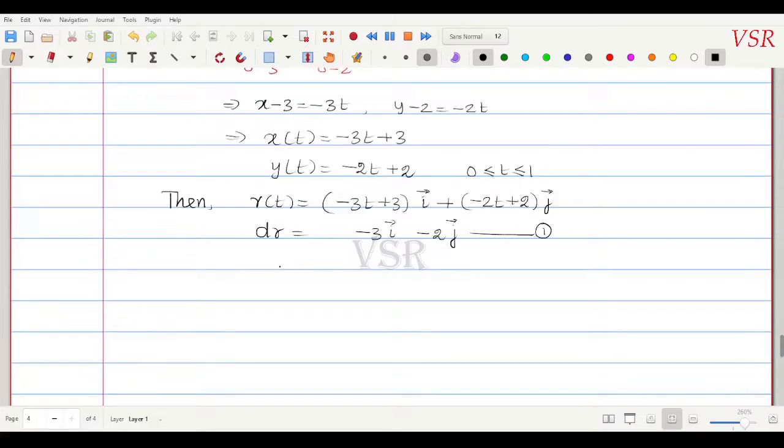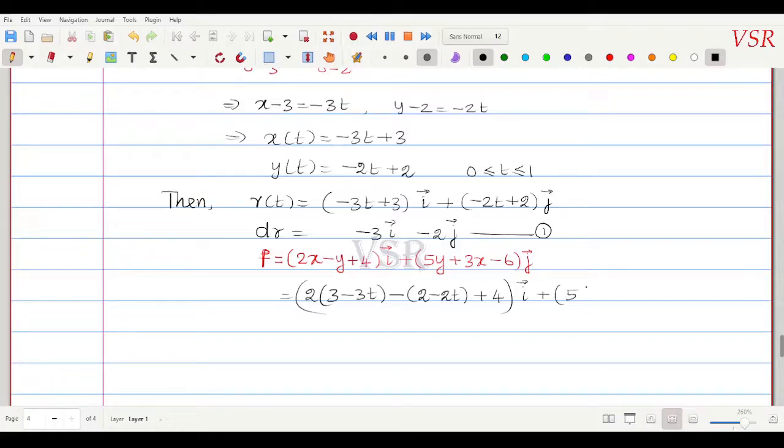Now, the f vector is what we have already been given. Now in f, I am going to substitute these in place of x and y. So this is equal to, in place of x, minus 3t plus 3. Then 2 times 3 minus 3t, minus, in place of y, I may write 2 minus 2t, plus 4 into i vector, plus 5 times, in place of y, 2 minus 2t, plus 3 into, in place of x, 3 minus 3t minus 6 into j vector.